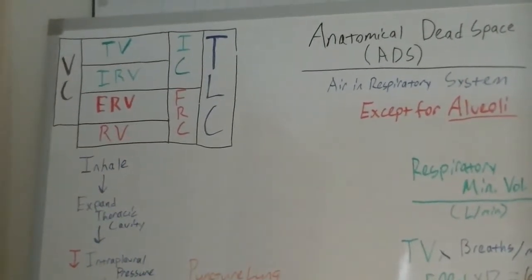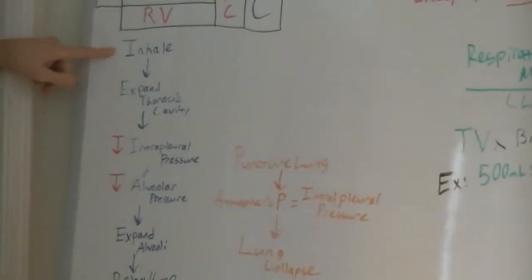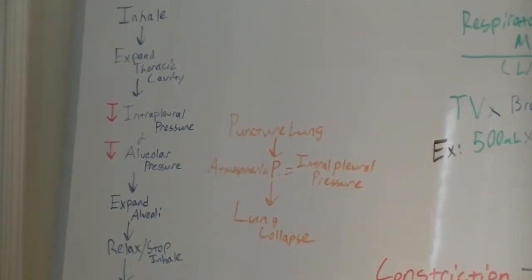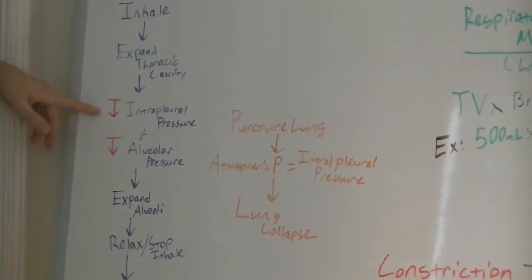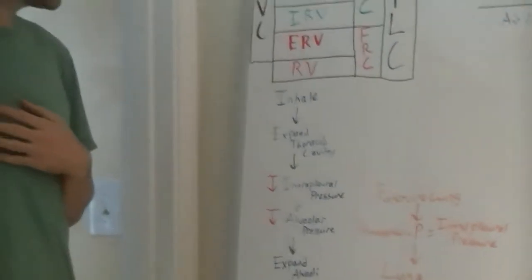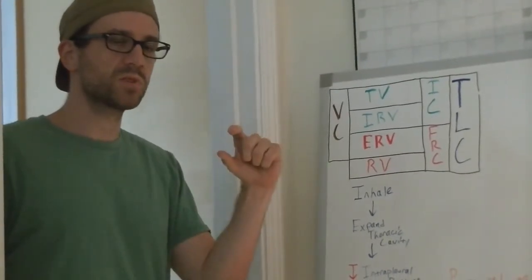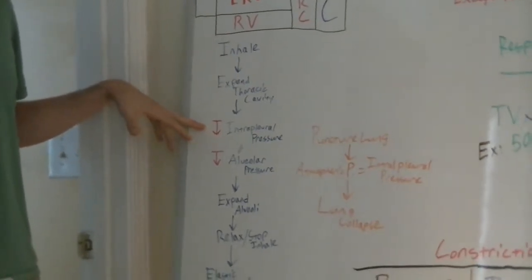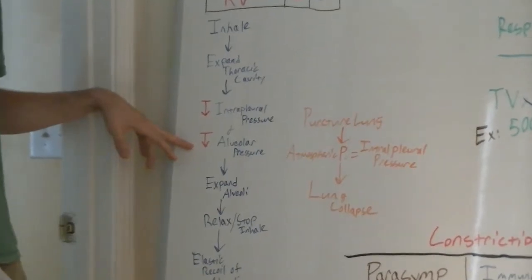All right, and then we're just going to go over briefly what happens when you're breathing. So you'll inhale, you'll expand your thoracic cavity. So my chest is coming out. You'll have a decrease in intrapleural pressure, which is the pleura. You might remember that from visceral last quarter. If not, you have your parietal and visceral pleura, and then it's the space in between those two layers of pleura. So you get a decrease in that intrapleural pressure.